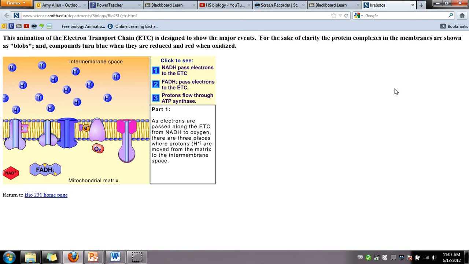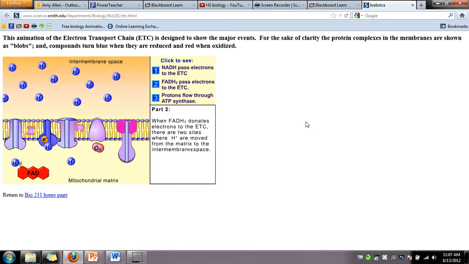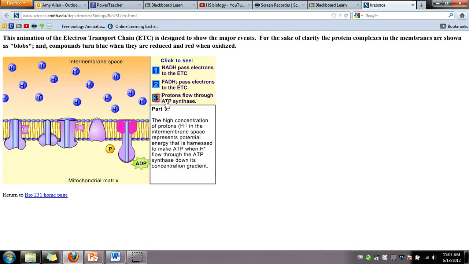You can see the electron moving down the staircase, linking up with oxygen to become water. FADH2 moves those electrons again, links up with oxygen at the end to become more water. And lastly, the protons link up with another phosphate group to form ATP.